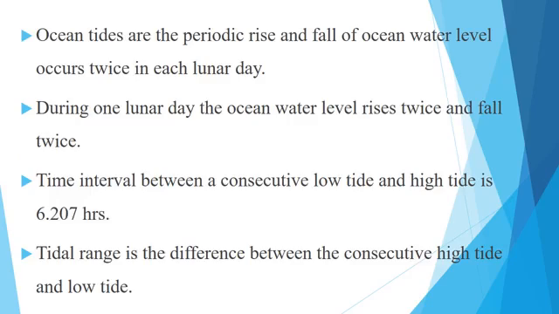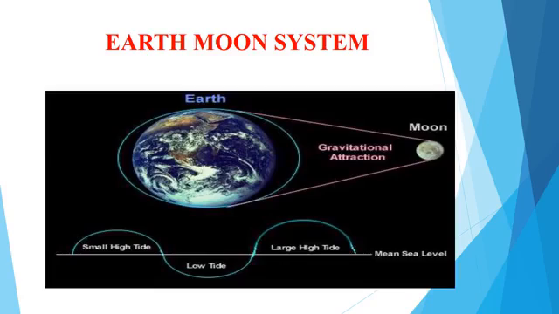Ocean tides are the periodic rise and fall of ocean water level that occurs twice in each lunar day. During one lunar day, the ocean water level rises twice and falls twice. The time interval between a consecutive low tide and high tide is 6.20 hours. Tidal range is the difference between consecutive high tide and low tide. High tide and low tide are the two parts of the tides.